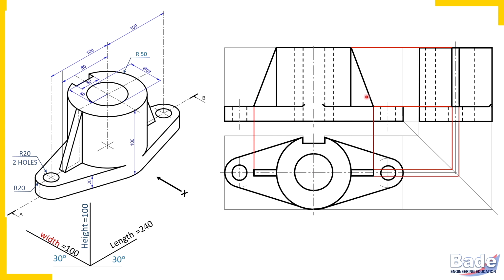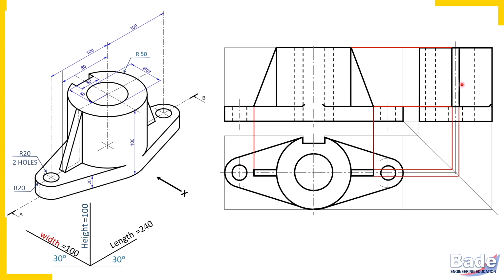That is, if you want to draw the sectional front view, the cutting plane line must be in the top view or in the side view. If you want to draw the sectional top view, then the cutting plane line must be either in the front view or in the side view. So when you want to draw a sectional view, the cutting plane line must be in one of the other two views. Okay. Now here we want to draw the sectional front view. So the cutting plane line must be either in the top view or in the side view.